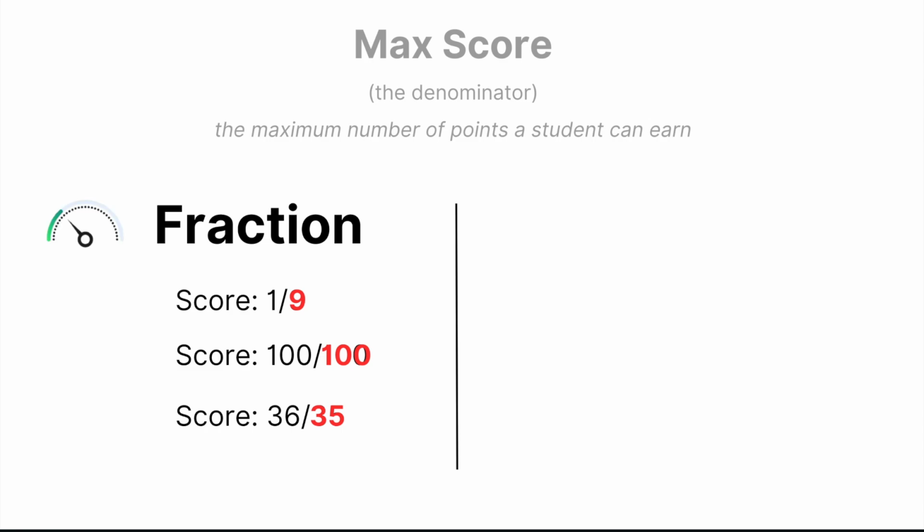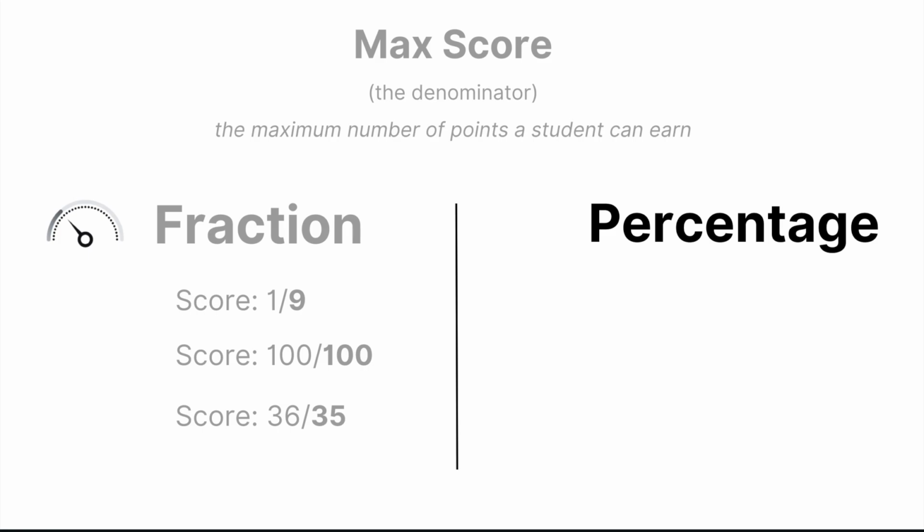I'm rating this easy. This step does not require you to do anything more than just score your papers and enter the denominator into the max score. Next, we have percentages. Remember that the percent sign means per 100. So the max score will always be 100 if you're using a percent.